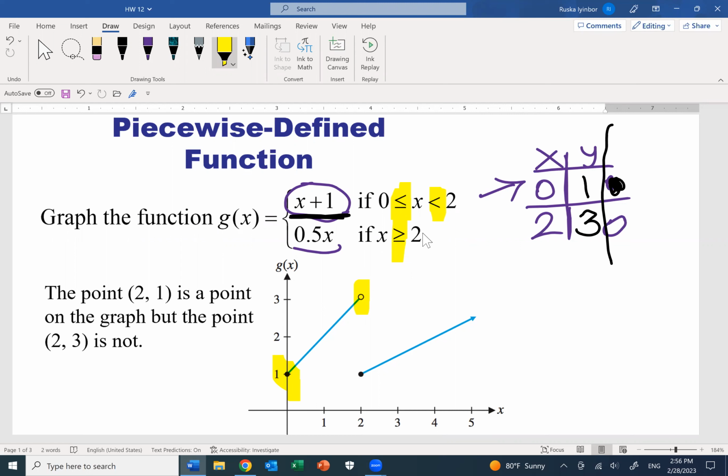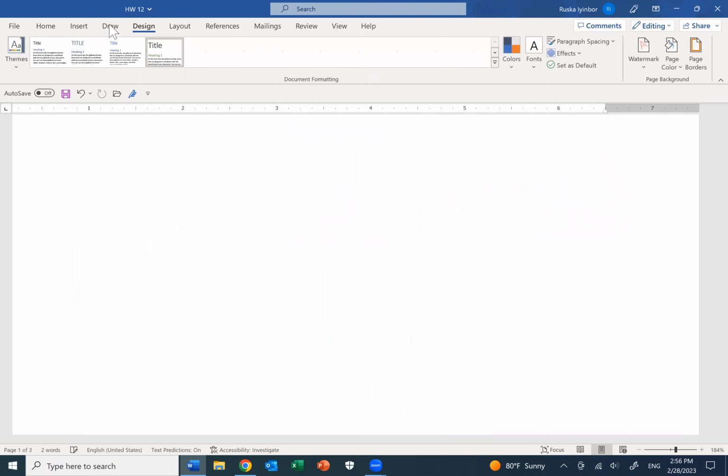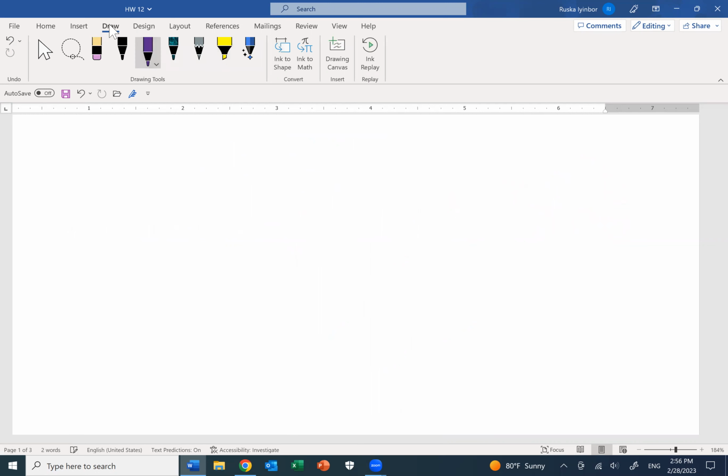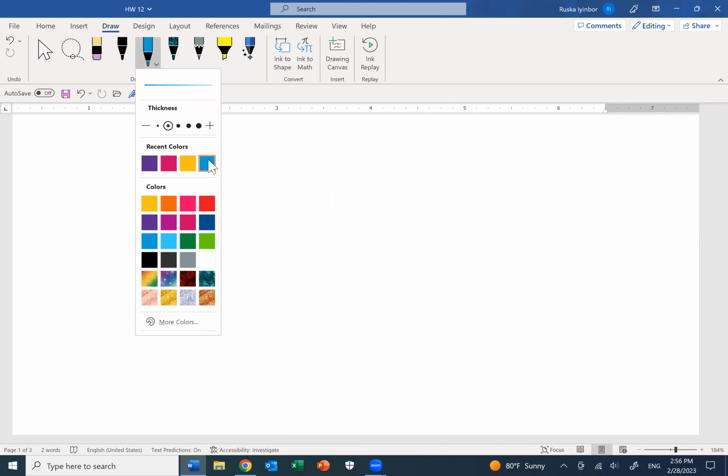The second piece of the graph is going to be when x is greater than or equal to 2. So when x is greater than 2, we're going to pick again 2 points for x to graph it.